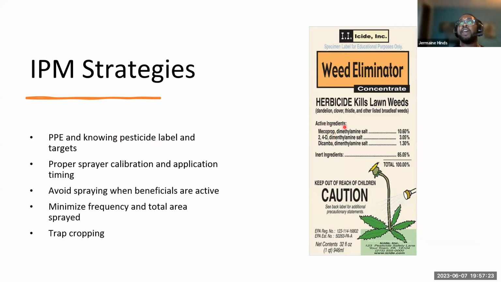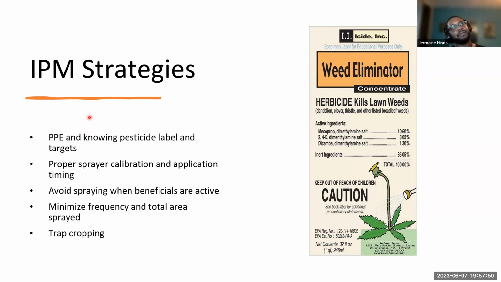You want to know what's on the pesticide label. So what are the active ingredients that are typically listed? What it's rated for, the groups of species, plants or insects or whatever that it's rated for. You only want to use the pesticide for what it's rated for. Generally avoid spraying when beneficials are active, so you want to spray earlier in the morning or at night after the winds have died down.